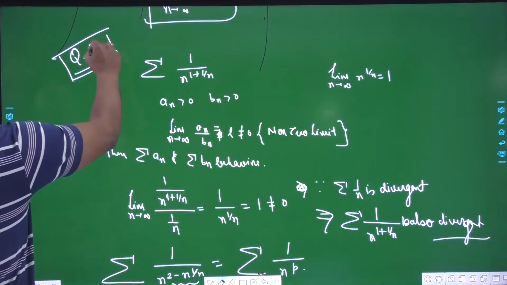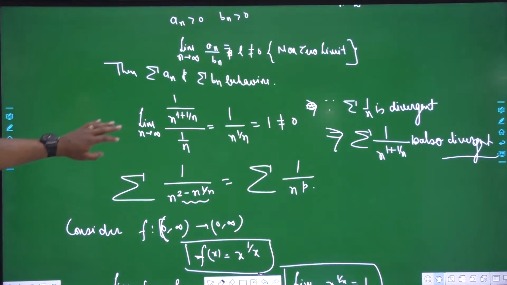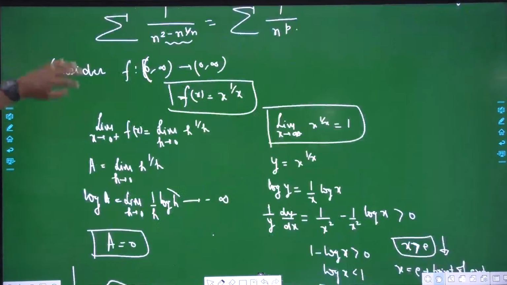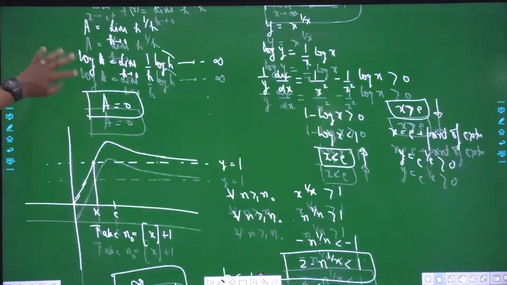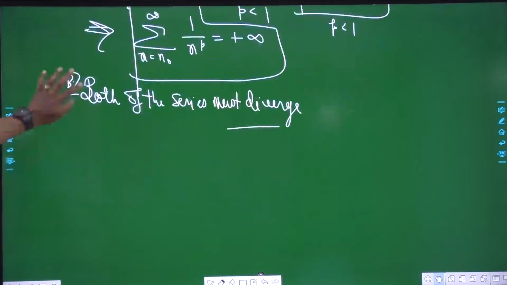IISc. So this is question number 13 here. I see this question. The first was fairly easy. This is a routine book question. The second was also fairly easy. Let's see how many people have done it. So both of the series must diverge. This is the answer. Okay.